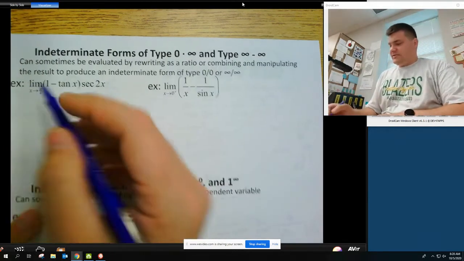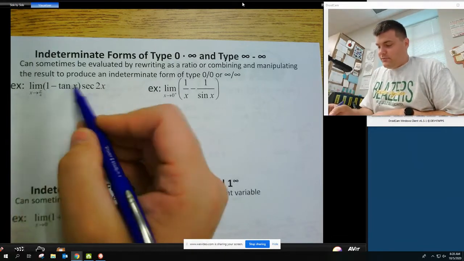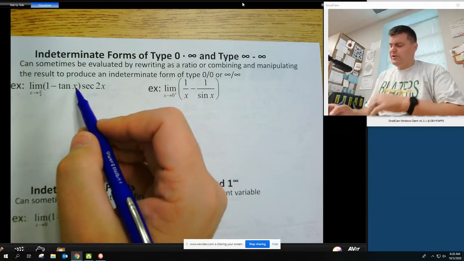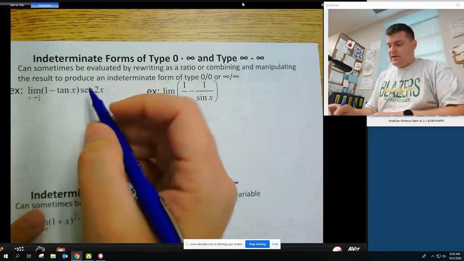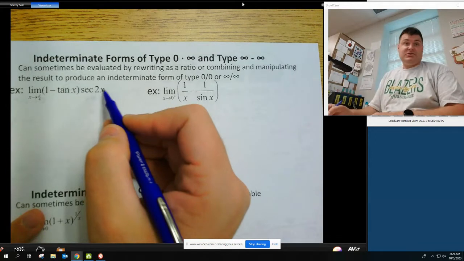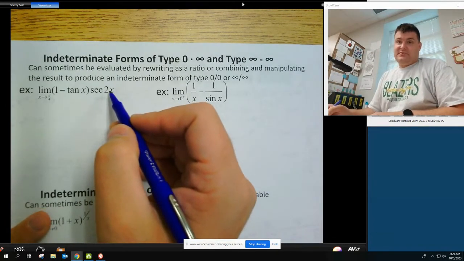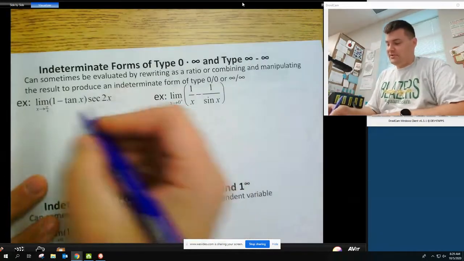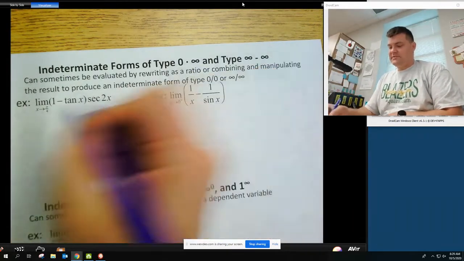So for example, if we look at this one right here, if I plug in pi over 4, what is tangent of pi over 4? Did you say 1? Very good. If you didn't say 1, get better. 1 minus 1 is 0, and then this is going to be secant of pi over 2. That actually goes to infinity, because if you have the graph of secant, it goes to infinity. So this would actually give me some form of 0 times infinity for this first example.